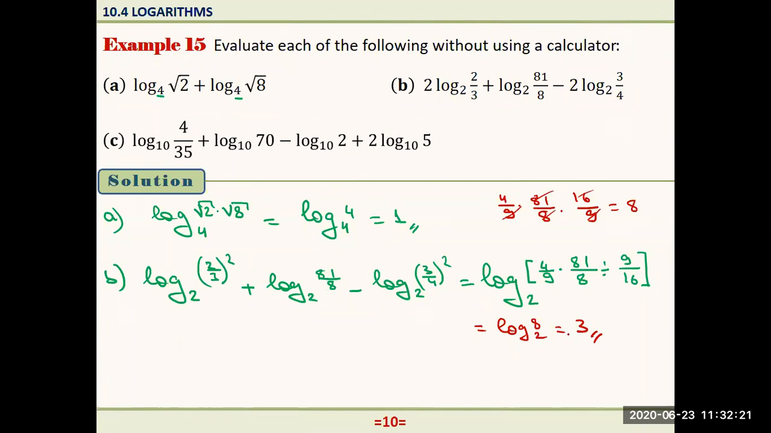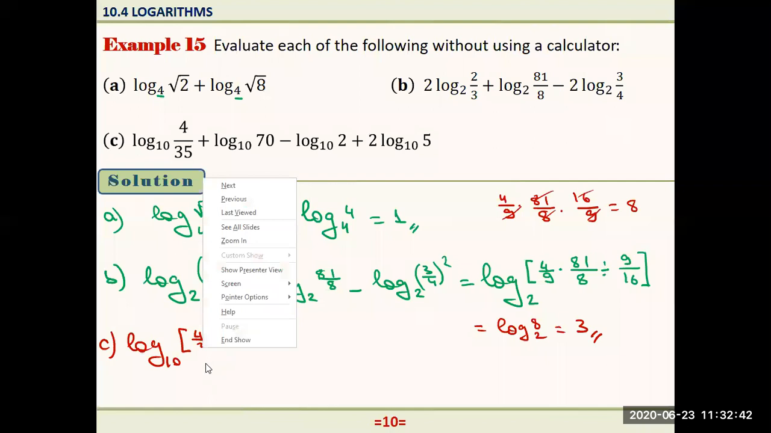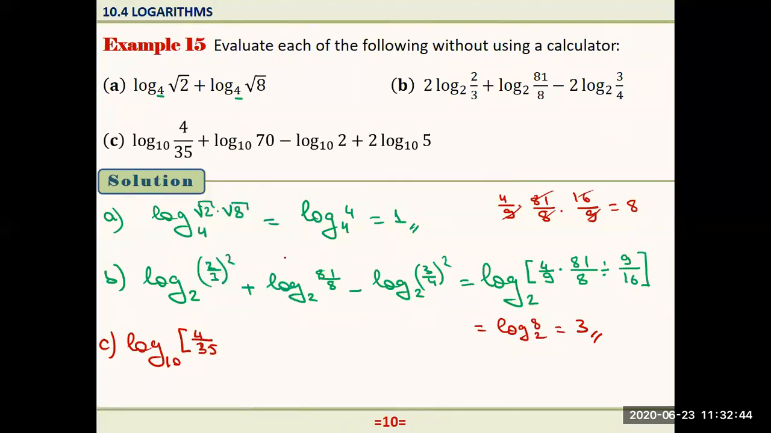All right. And the last one, as you see here, all the bases are 10, 10, 10, 10. Only here we have a coefficient, right? For this C, I have to write this thing, logarithm. In the base here we have 10, right? Here we have 4 over 35. And the times, because of this plus, it is times 70. Here we have minus divided by 2. And here added, it is times, right? 2 comes to the power of, as a power of 5. So here we have 25. So we have to simplify this.